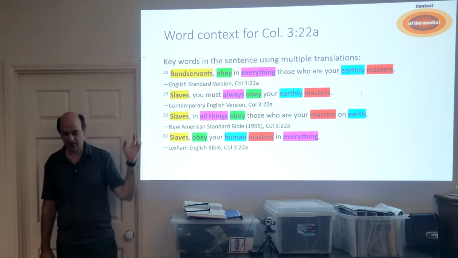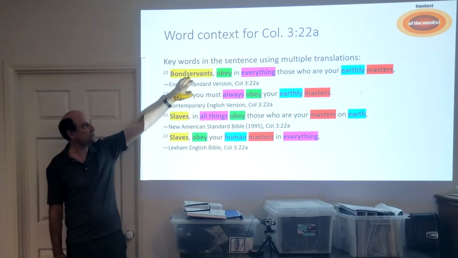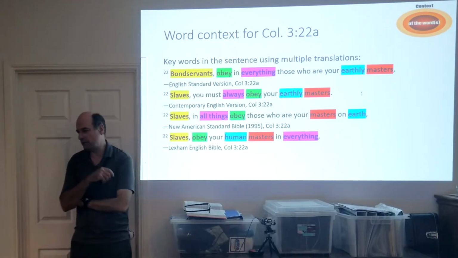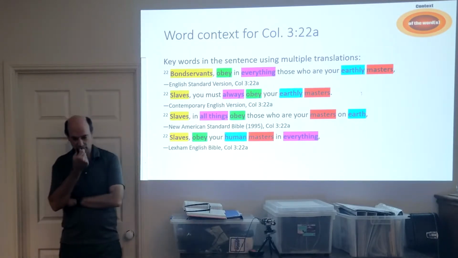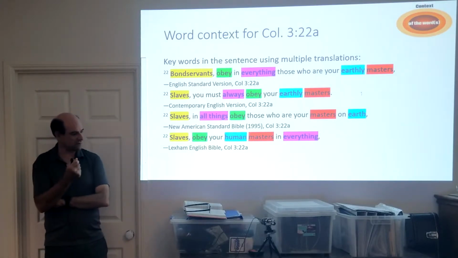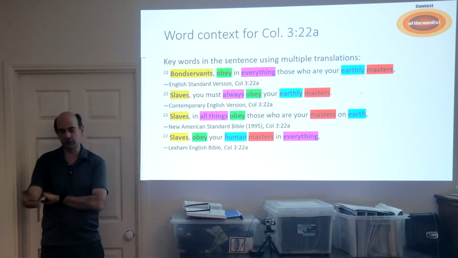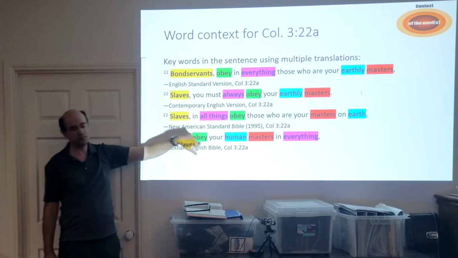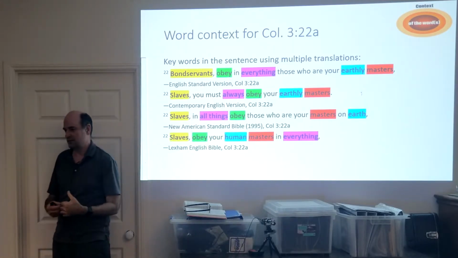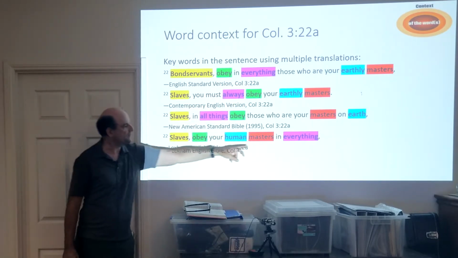So, here's looking at different translations, right? This helps you with the words. So if you're trying to figure out what the words mean, we can see that it's mostly slaves, but ESV is bondservants. So that helps us think, well, perhaps we should go and look up what slaves actually were in the Roman Empire, and we've already done that. Then obey, no real disagreement there, so that word is pretty straightforward. This one, everything, always, all things, everything.